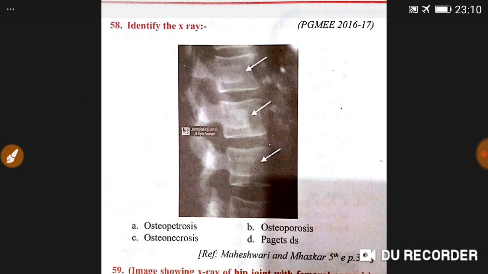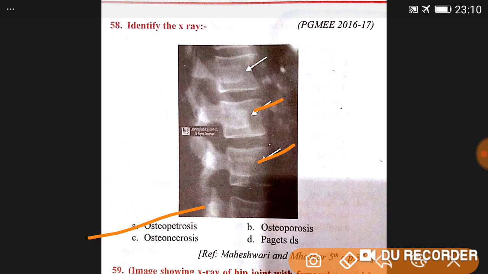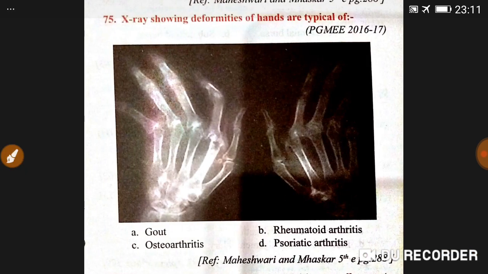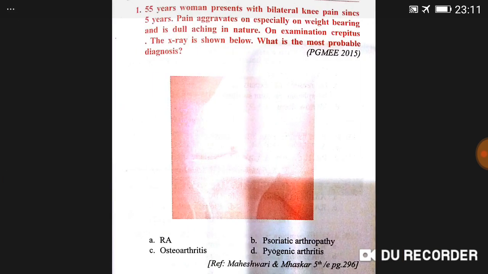Now, identify the X-ray. See here, what is it? Osteopetrosis. Answer is osteopetrosis. X-ray showing deformity of the hands, typical of rheumatoid arthritis.